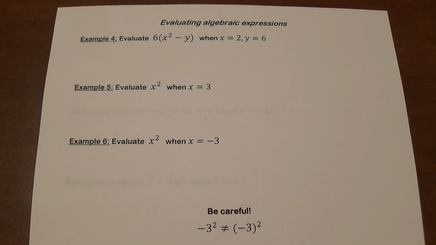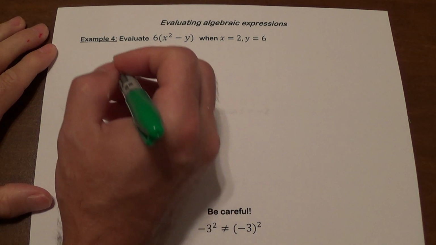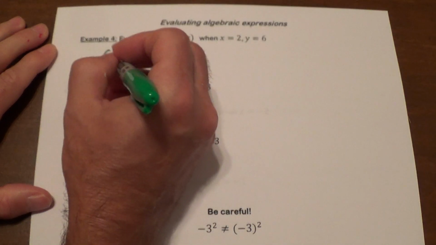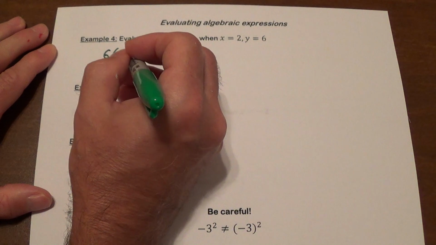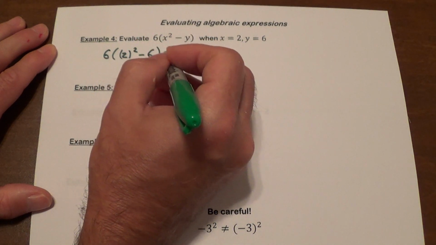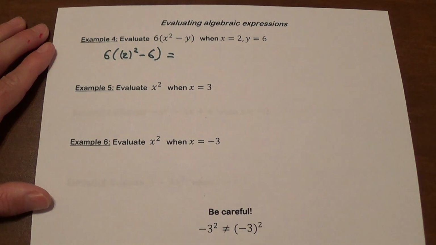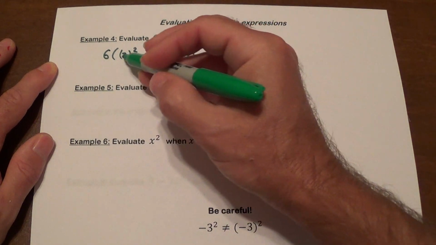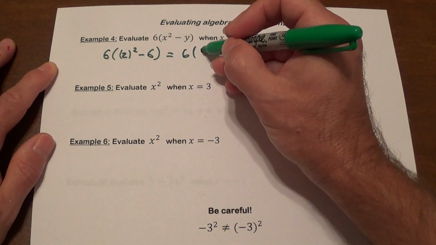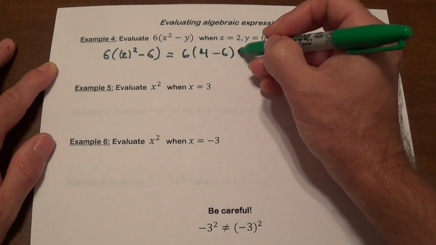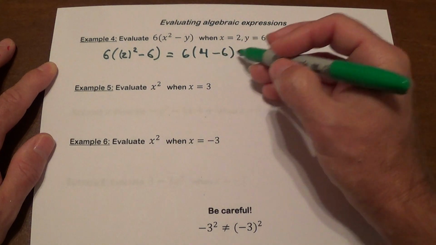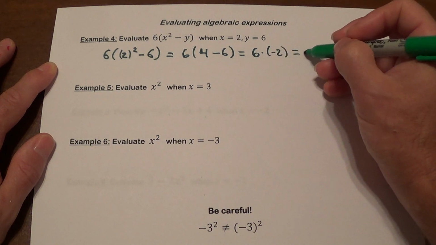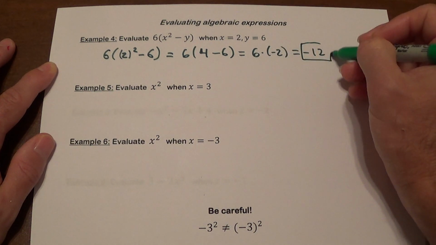Alright. 6 times parentheses x squared minus y, close parentheses, when x is 2 and y is 6. Let's substitute the values first. So 6 times 2 squared minus 6. We are going to follow the order of operations, of course, and we need to do all the work inside parentheses here. 2 squared is 4, minus 6. So it's 6 times 4 minus 6, which is negative 2, and our value is negative 12.